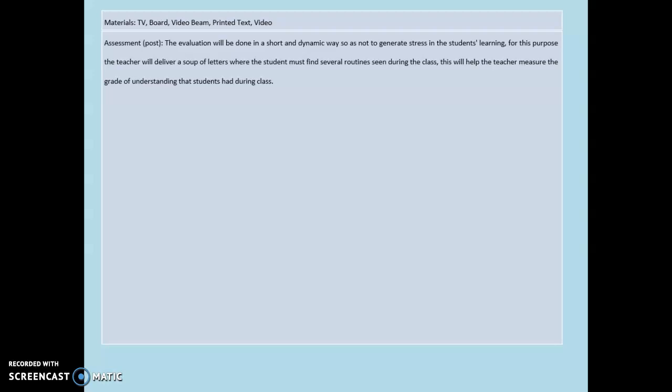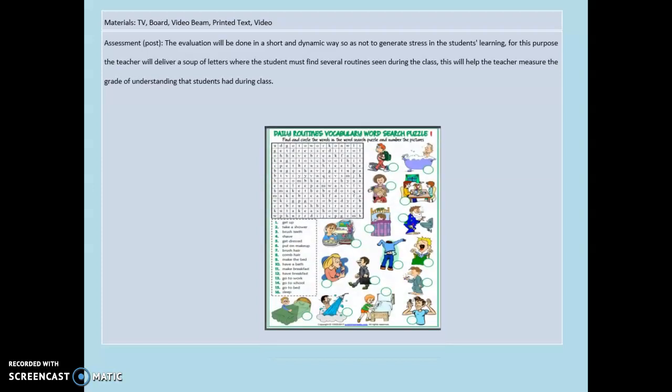Assessment. The evaluation will be done in short and dynamic ways so as not to generate stress in the students. For this purpose, the teacher will deliver a word search where the students must find several routines seen during class. This will help the teacher measure the level of understanding the students have during class.